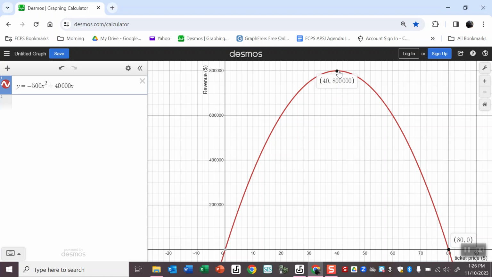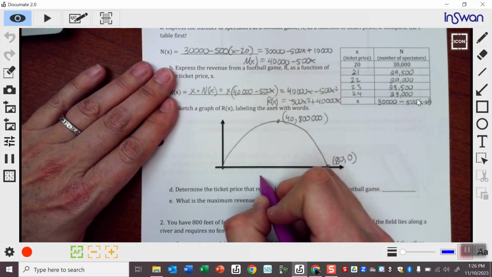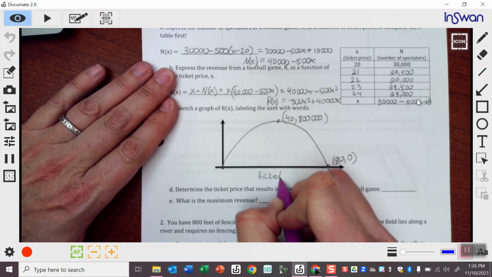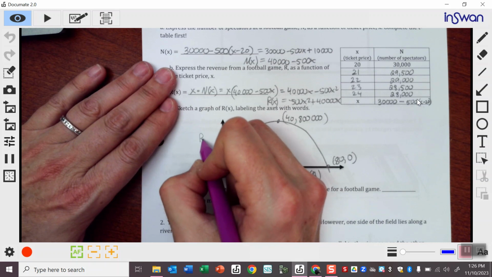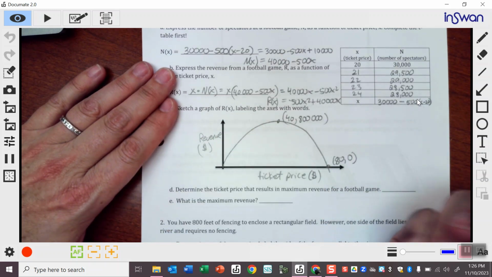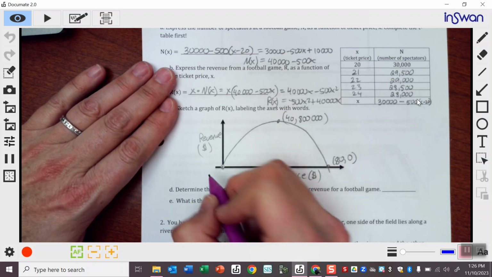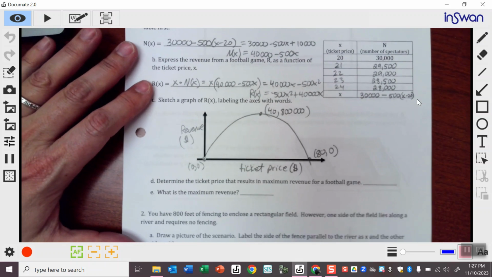We will put the point (40, 800,000) at the top. On the side, we'll put (80, 0). Okay. And so basically this is my ticket price in dollars, and my revenue in dollars. And this one over here was (0, 0), but whatever. You know, if you don't sell any tickets, you don't make any money, right?